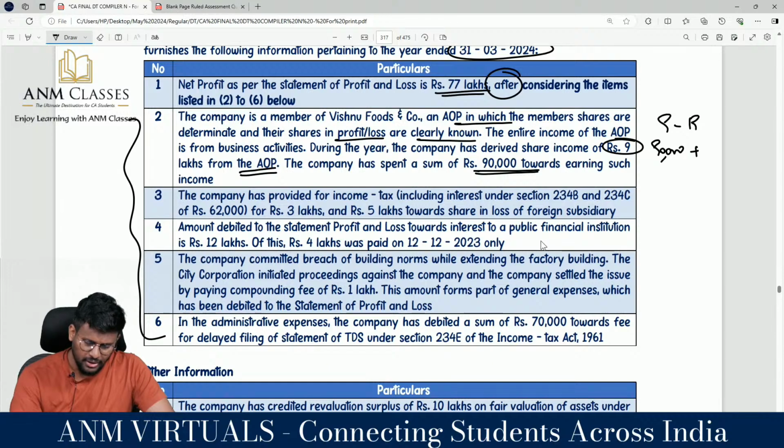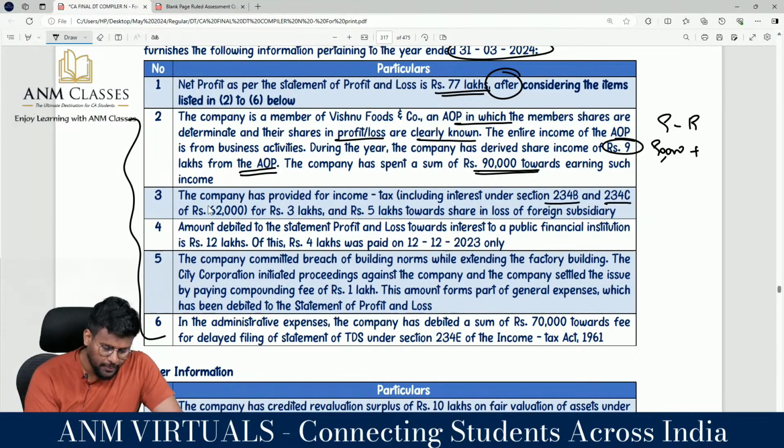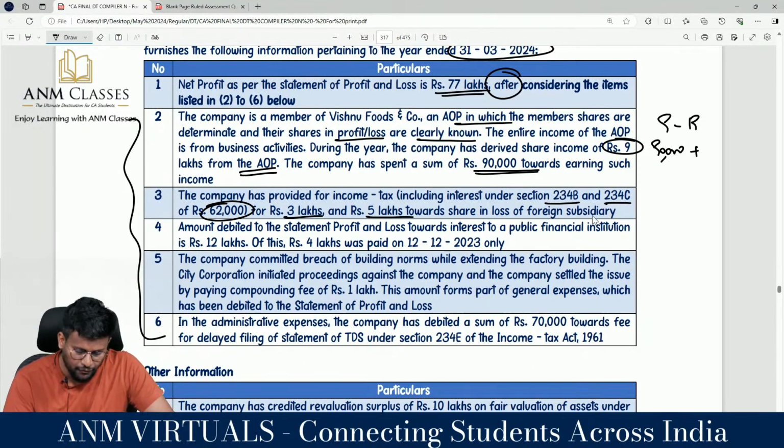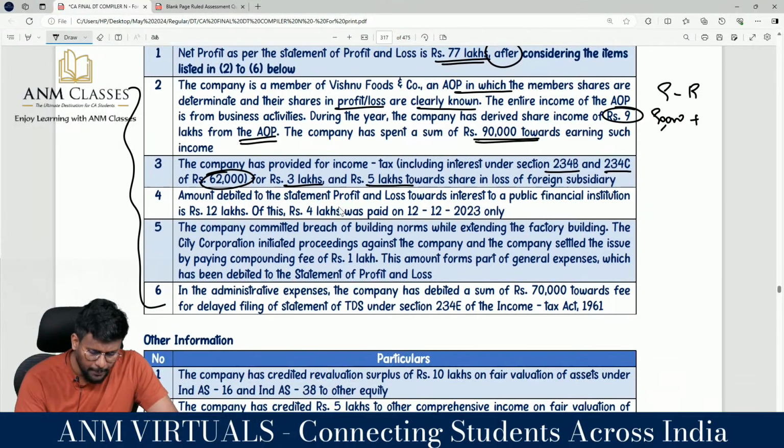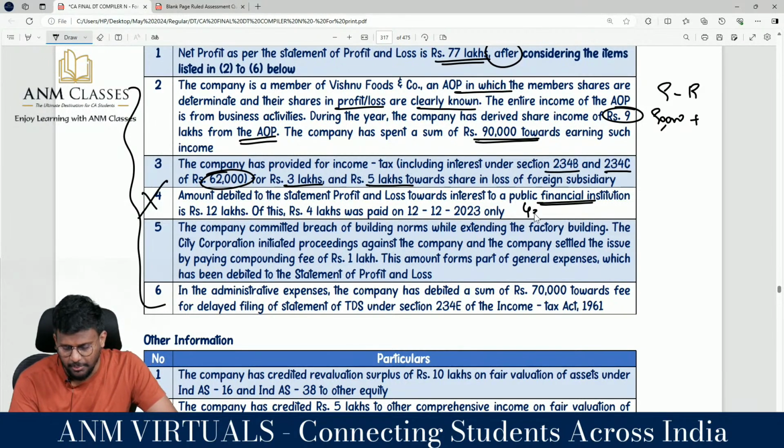Company has provided for income tax including interest under 234B and 234C of rupees 3 lakhs, and 5 lakhs towards share in loss of foreign subsidiary. So the provision for income tax 3 lakhs should be added back, and provision for loss of subsidiary 5 lakhs should also be added back. Amount debited to the statement of P&L account towards interest to a public financial institution is rupees 12 lakh. Out of this 4 lakh was paid. This is a 43B item, nothing to do with the matter.